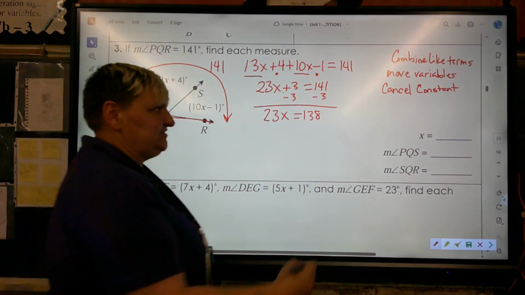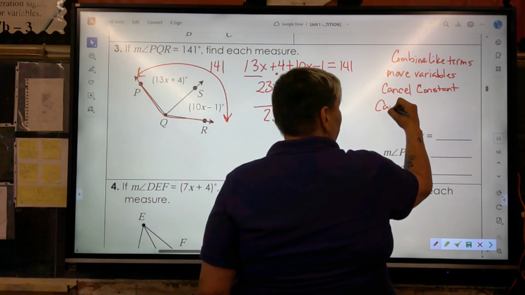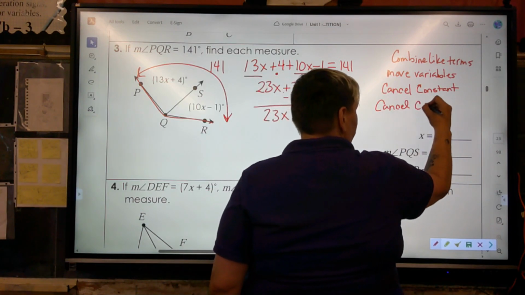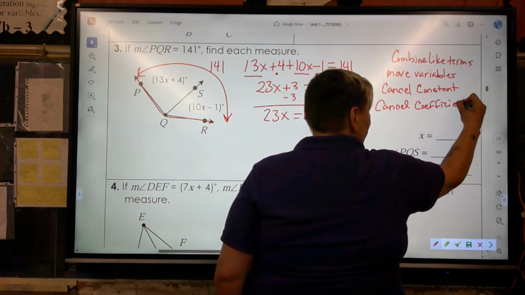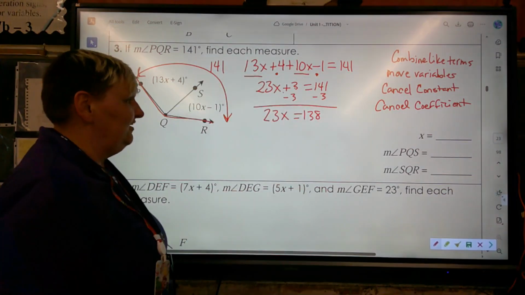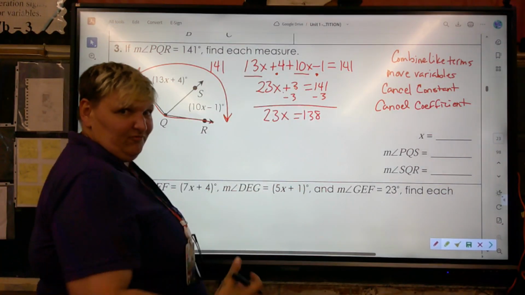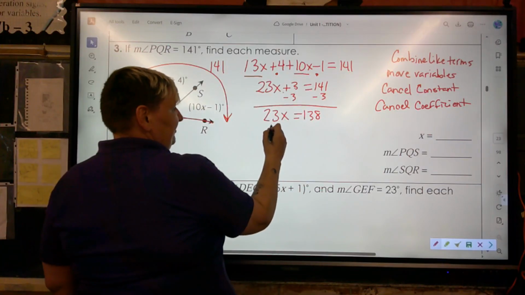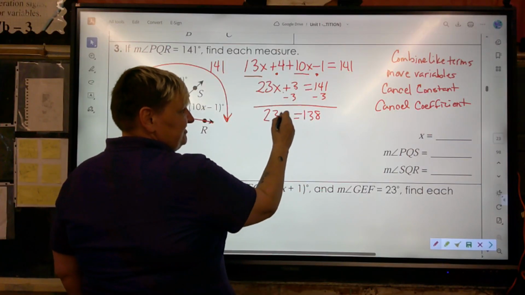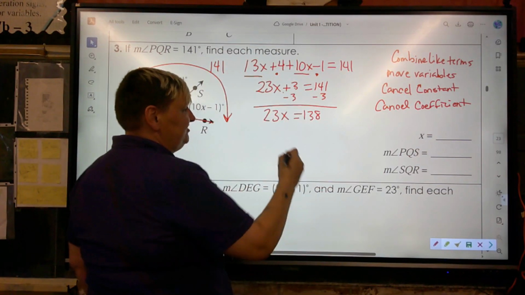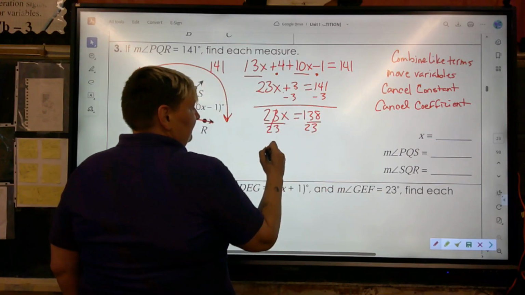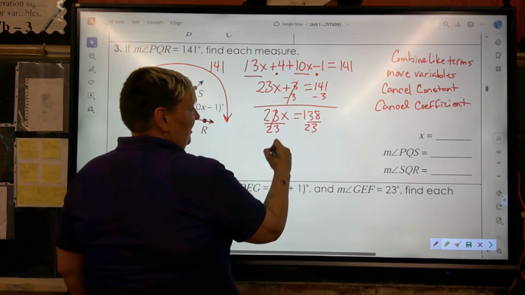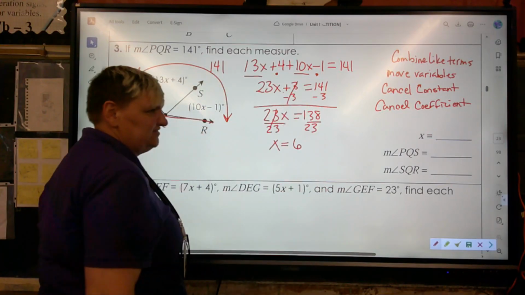The last step is to cancel the coefficient. Again, using inverse property. And cancel coefficients. Our coefficient is the number before the variable. In this case, 23. And this is 23 times x. The opposite of multiplication is division. Right? So now we know x equals 6.